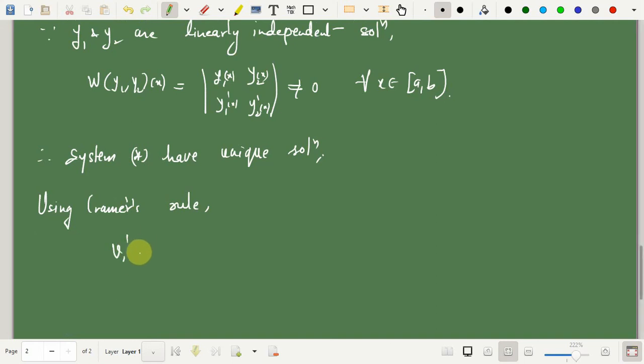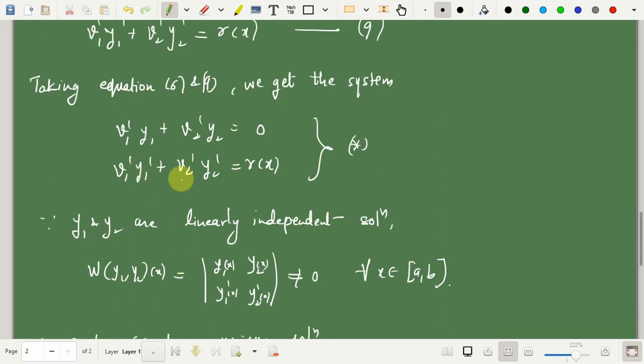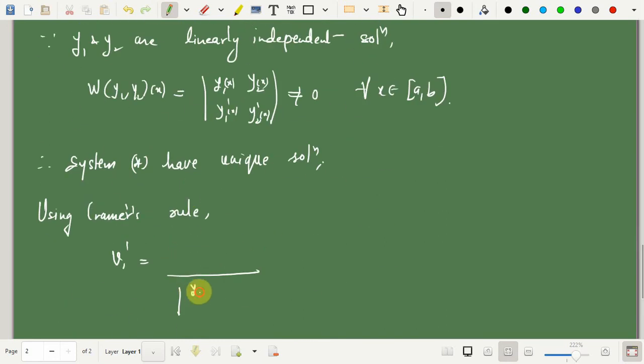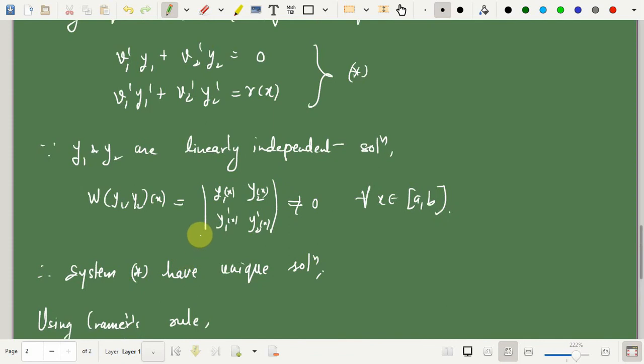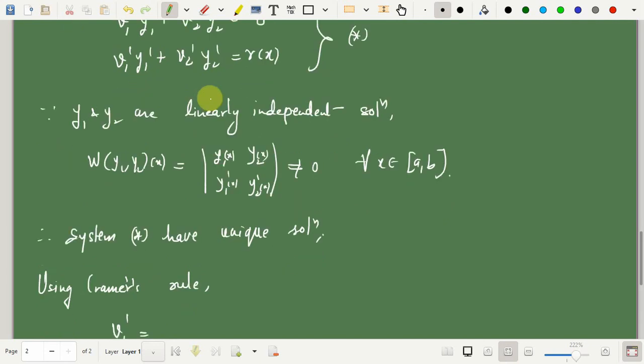V1 prime is the same as... so there will be a common denominator, that is the coefficient matrix, in this case y1 y2 y1 prime y2 prime. It's a function of x, so we know that. To determine the Wronskian, again I would be taking the determinant, and I would just replace the first column, y1 prime, with 0 r of x, and the second column as it is.